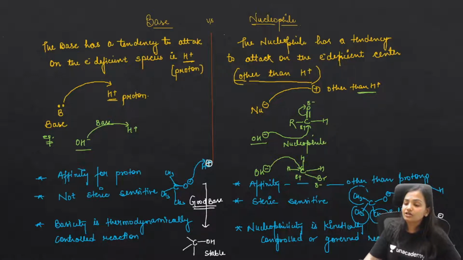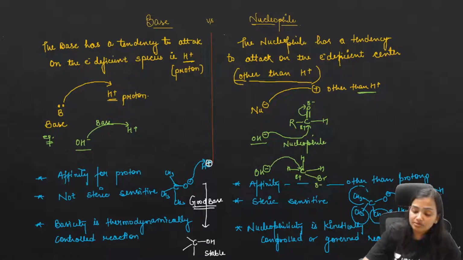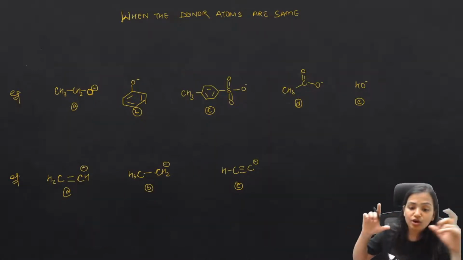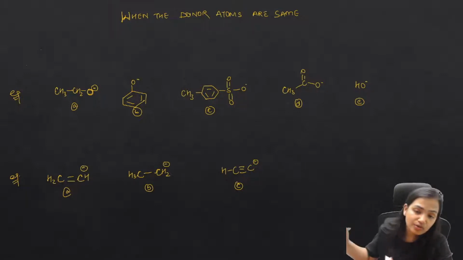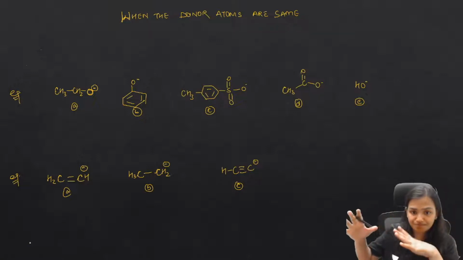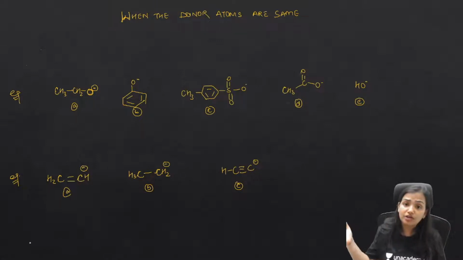So here there is no factor of thermodynamics. If the attack is possible, you will get a stable product. If the attack is not possible, if it is not kinetically allowed, then you will not get the stable product. These are the major points of difference that we need to know about a base and a nucleophile. Other than that, we are going to discuss the order of basic strength and the order of nucleophilicity. Now we will learn about the relative order. What is the trend that we can see in the basic strength and in the order of nucleophilicity?